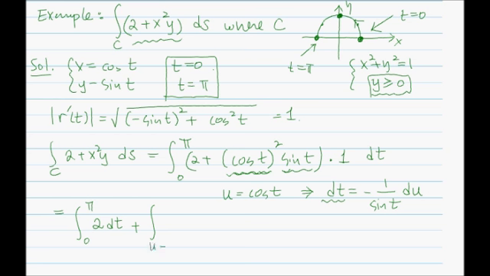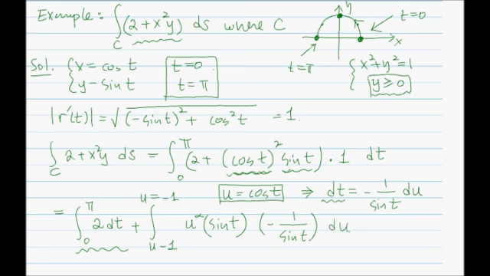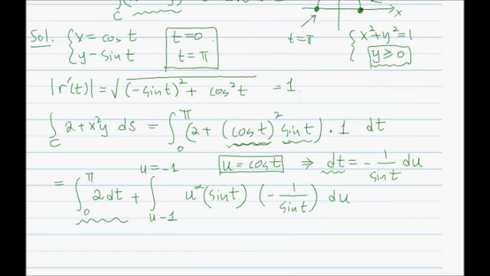Now this one is in terms of u values, not t values. When t equals 0, the u value is cosine 0, which is 1. When t equals pi, the u value is negative 1. We already handle the 2 separately, so we're doing the other part. Cosine t is now u, so it's going to be u squared in there, and sine t is still there. I'm not rewriting that in terms of u because we know it cancels with the du. So the sine t cancels, and that's why this integral works nicely.